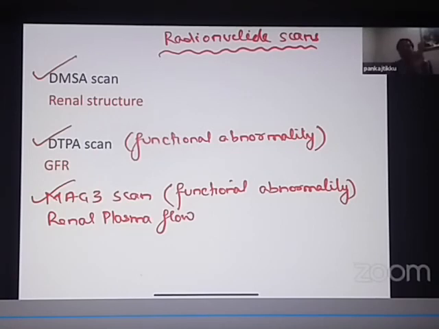So one scan to identify structural abnormality, two scans to identify functional abnormalities. Which is the scan used to identify structural abnormality? It is the DMSA scan. Which are the scans used to identify functional abnormalities? They are the DTPA scan and the MAG3 scan. The DTPA scan is for identifying abnormality in the glomerular filtration rate, while the MAG3 scan is used to identify abnormality in the renal plasma flow.